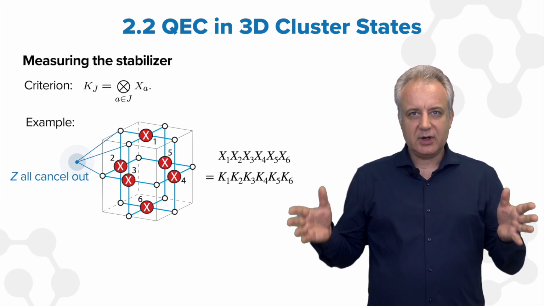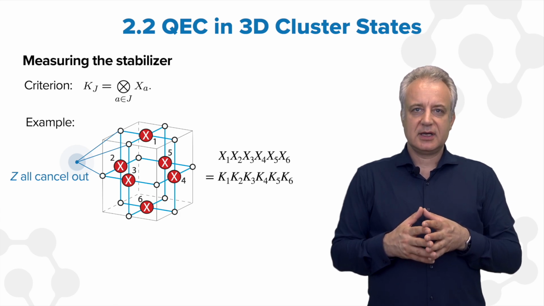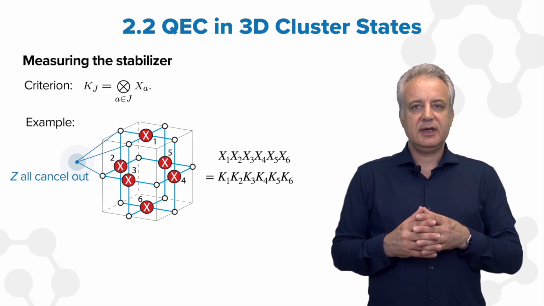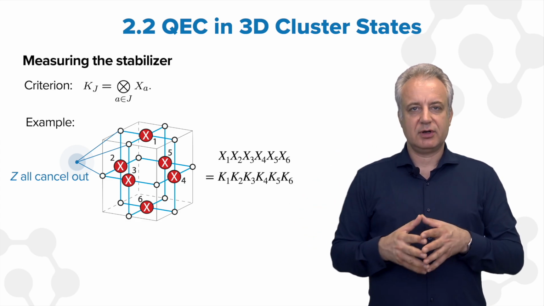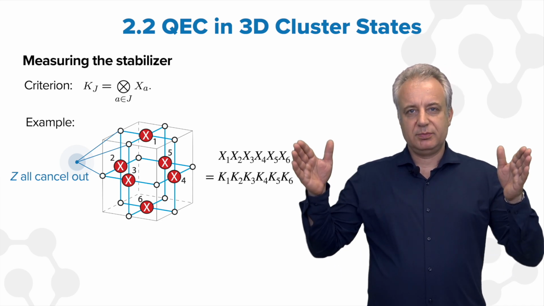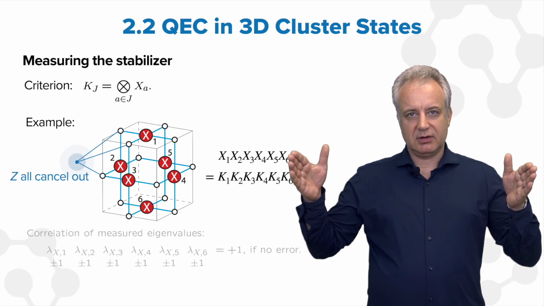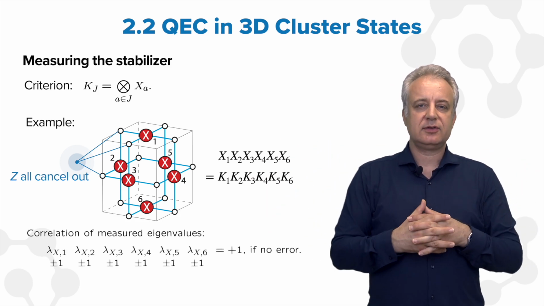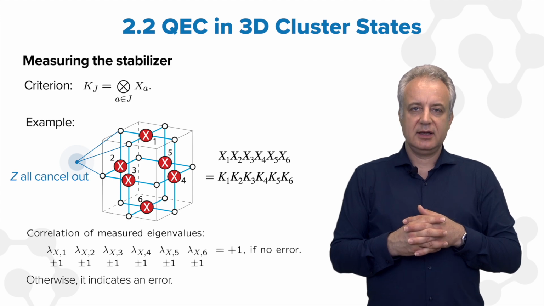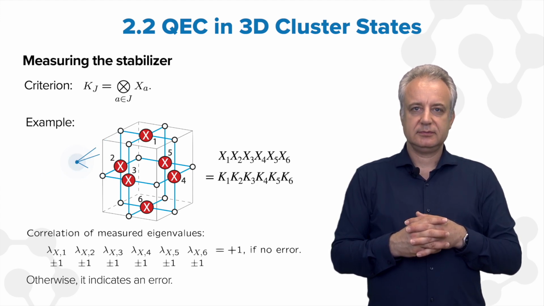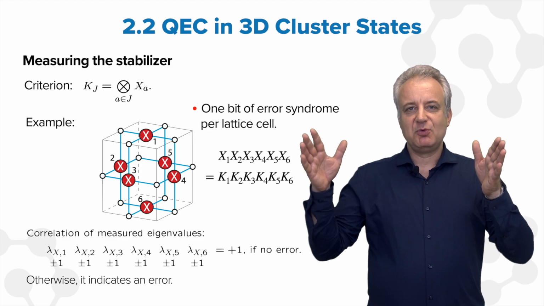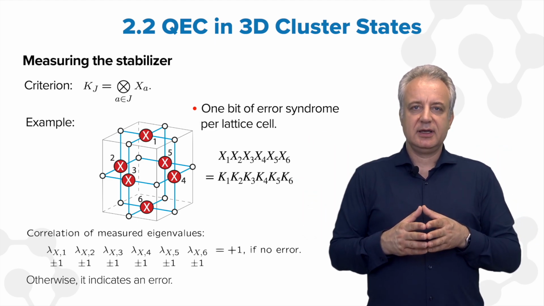To summarize, you have a stabilizer element that consists of Pauli operators sigma x only, and this is something that you can measure by X measurements, as is required in the cluster region V. Again, every measurement outcome is random, but they are supposed to be perfectly positively correlated. So when you multiply all the eigenvalues that you measured, you expect to find eigenvalue +1. If you don't, then an error must have occurred. So we are getting 1 bit of syndrome for every cell of our lattice.